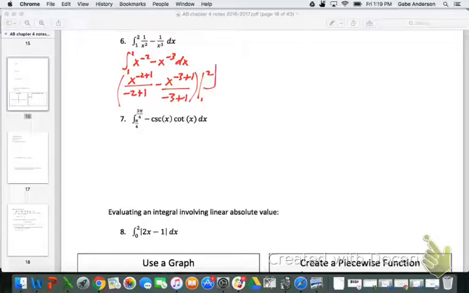Okay, so let's write down what this really is. This is really negative x to the negative 1 plus 1/2 x to the negative 2. Make sense? So you could just jump straight to that. Evaluate it from 1 to 2. That would be okay if you did. So now let's use the fundamental theorem of calculus part 1.